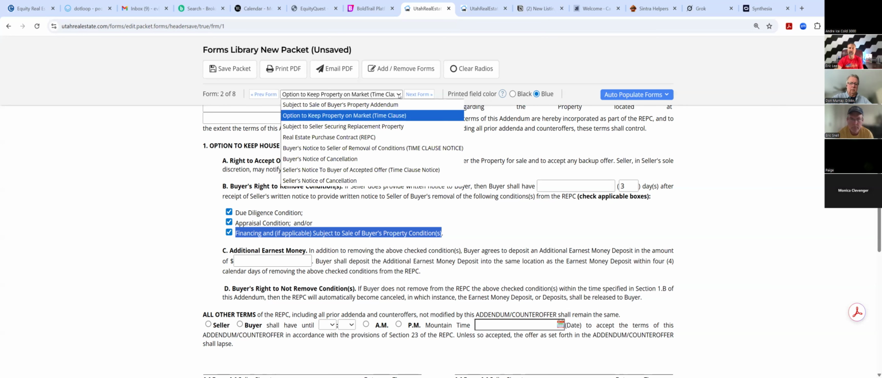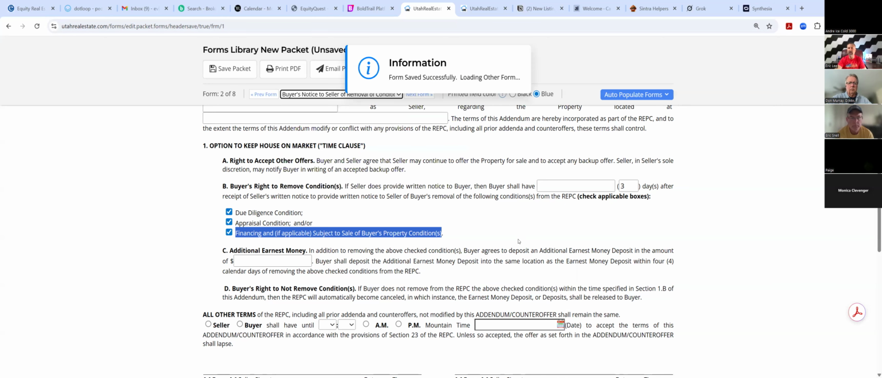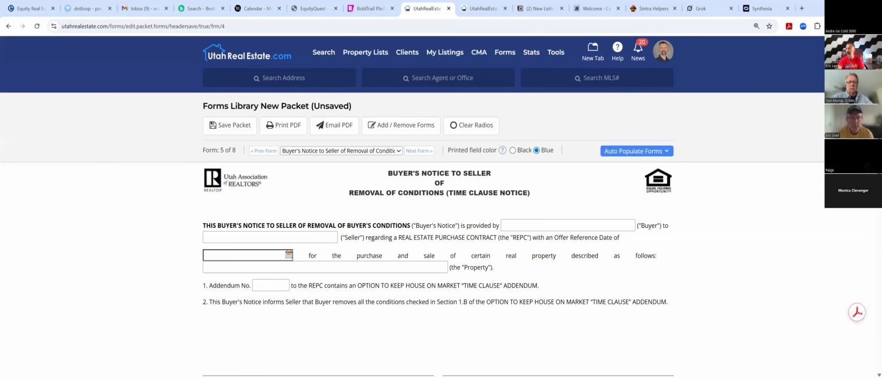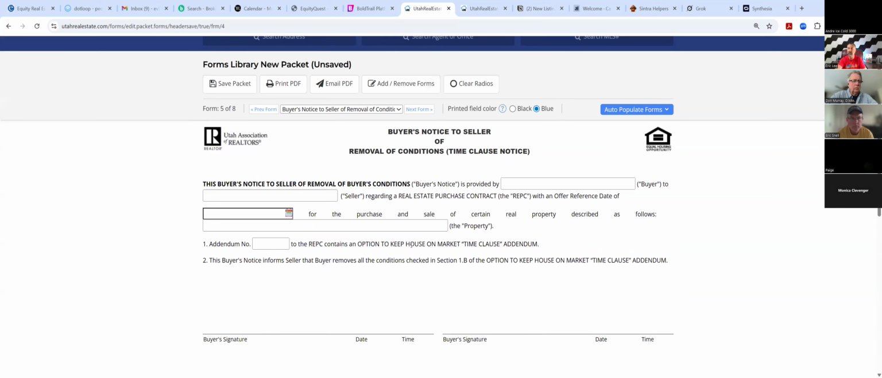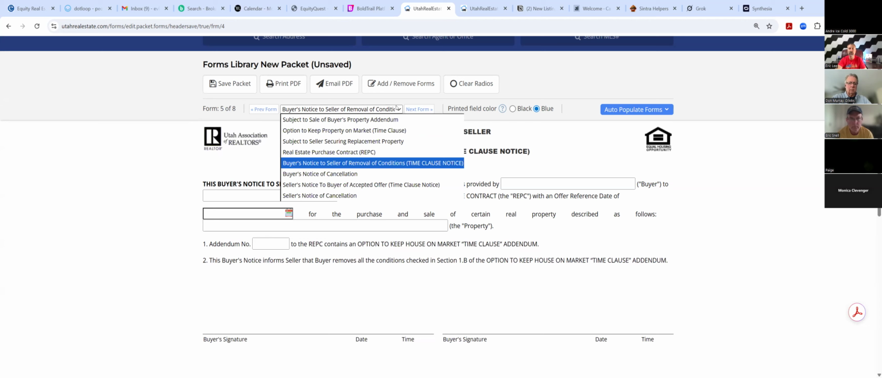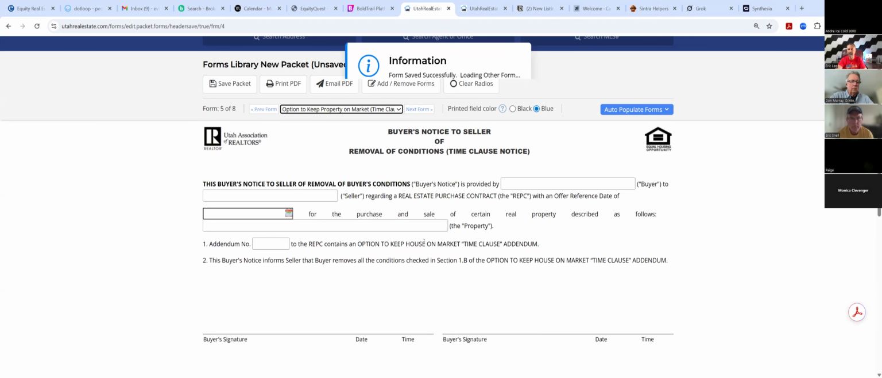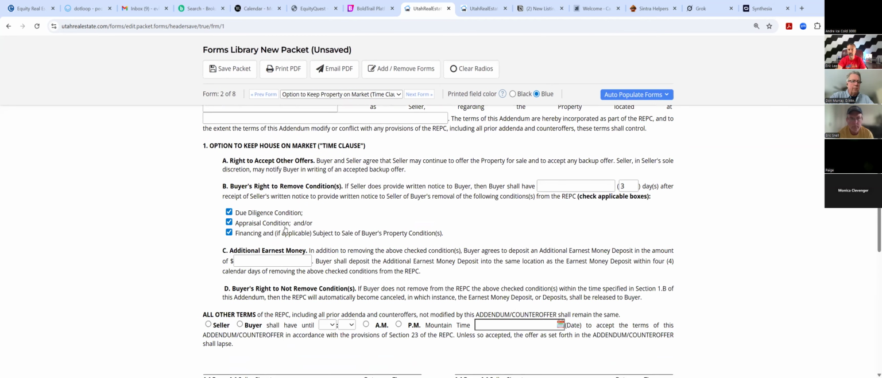How do they do that? Well, I go back to my notice section and there we go. We got a buyer's notice to seller of removal of conditions. So again, if you're an agent looking to fill these forms out correctly, you read through that in detail. And if it says a notice, well, we need to go find that notice. So addendum number whatever to the REPSI contains the option to keep house on market time clause addendum. This buyer's notice informs seller that buyer removes all of the conditions checked in section 1B. So we have now removed all of our conditions right here. So we're going to proceed forward, right?